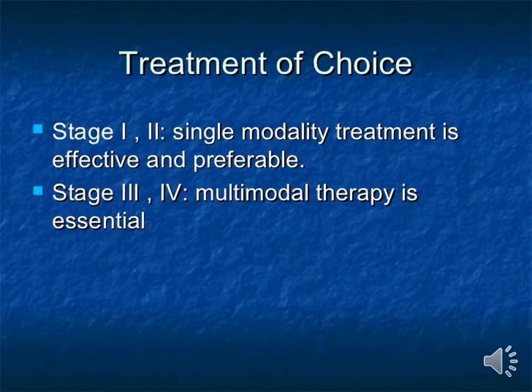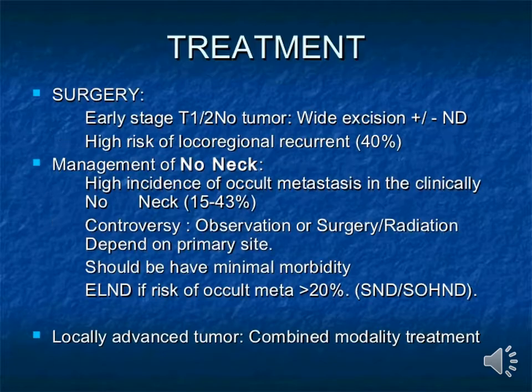We start with the treatment choice: either surgery, radiotherapy, chemotherapy, immunotherapy, or other types of treatment. For stage 1 and stage 2, single modality treatment is effective and preferable. For stage 3 and stage 4, multimodal therapy is essential. The treatment, first surgery: early stage T1 and N0 or T1, T2 and N0 tumor, wide excision with or without lymph node dissection. There is a high risk of local regional recurrence, about 40%.